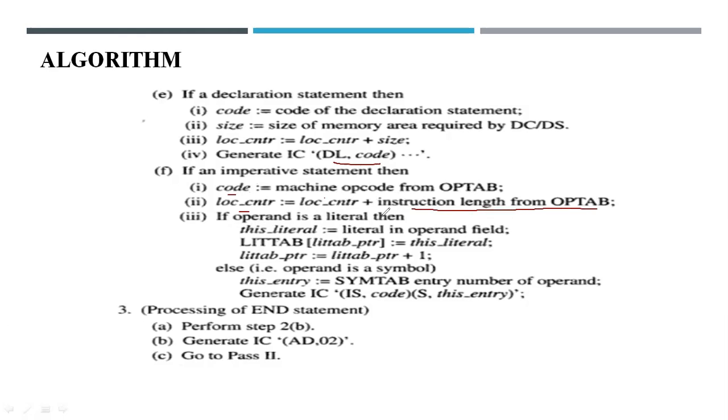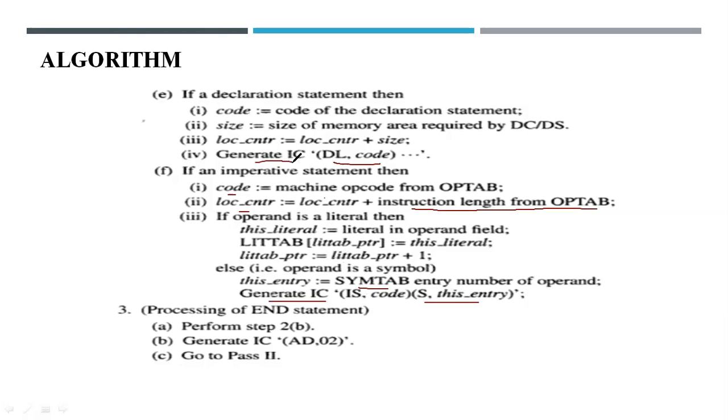Next, if the operand is a literal, then put that operand into the literal table without giving any address to it. And if the operand is a symbol, then put the entry into the symbol table with its code and entry. Generate intermediate code with IC, code, and (S, this entry). So whatever is given here, generate IC.